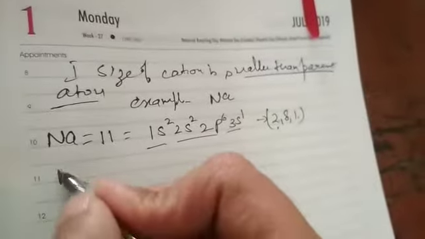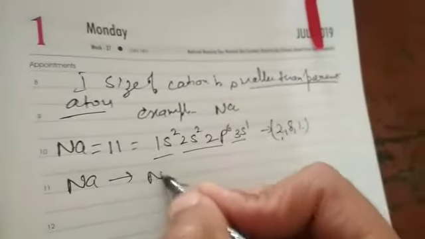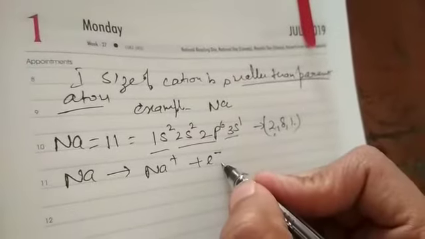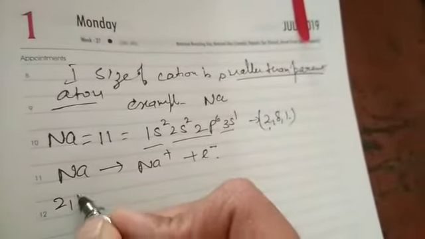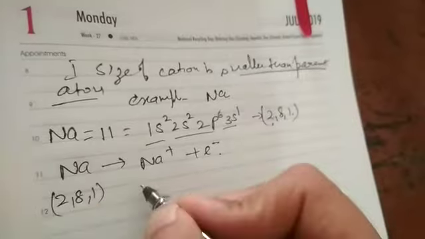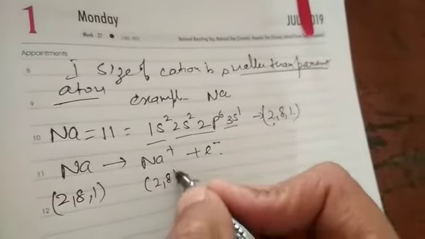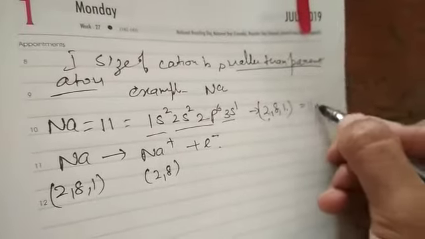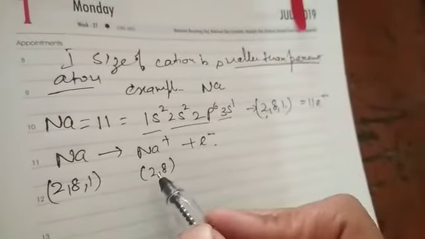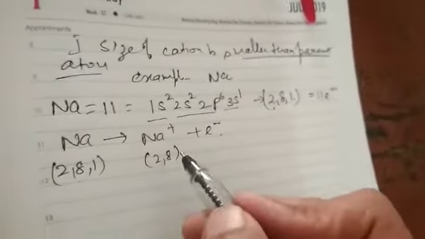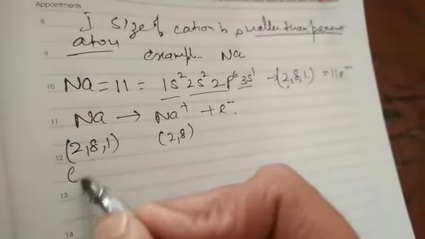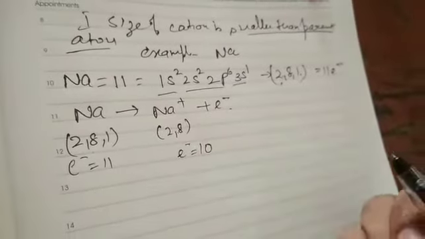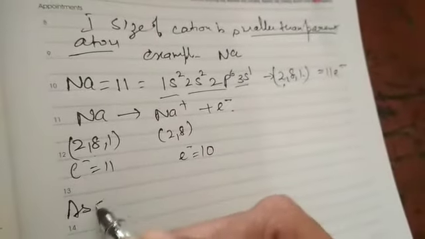But when sodium loses its electron, it becomes a cation. We know that the atomic number equals the number of electrons. So if its atomic number is 11, it contains 11 electrons. But when sodium loses its electron, here the number of electrons is 11 and here the number of electrons is 10.